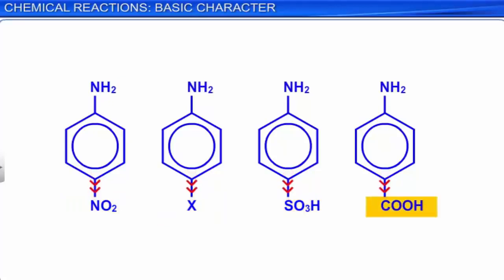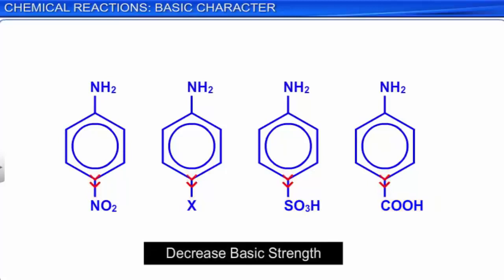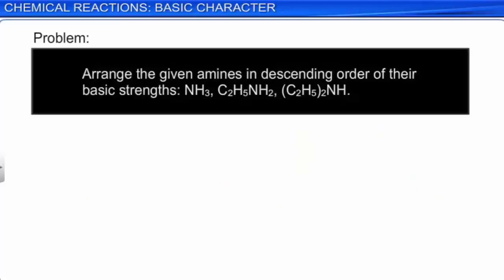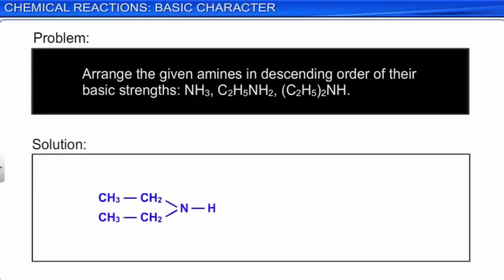Here's a problem for you to try. Arrange the given amines in descending order of their basic strengths. Try to work out the answer yourself before checking the solution. The descending order of basic strengths of the amines and ammonia is dimethylamine is greater than ethylamine is greater than ammonia. This is explained on the basis of the +I effect of the alkyl groups. The more alkyl groups there are, the greater the +I effect.